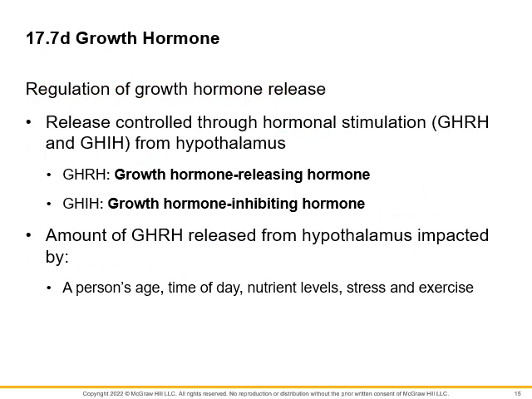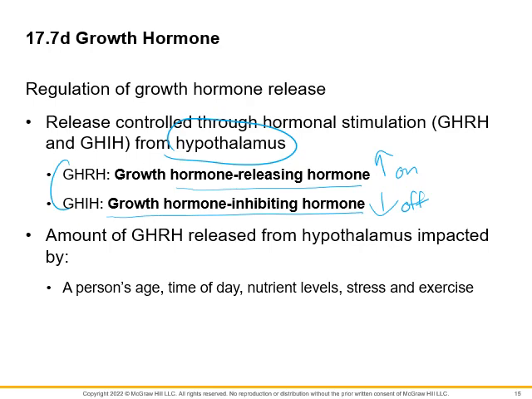With growth hormone, we're going to see growth hormone releasing hormone that turns on growth hormone, and then we're going to see growth hormone inhibiting hormone that stops growth hormone from being released. So basically you can think of this as the on switch and this as the off switch. So these 2 are released from the hypothalamus, and they either turn on the anterior pituitary to release growth hormone, or they tell the anterior pituitary to turn off growth hormone.